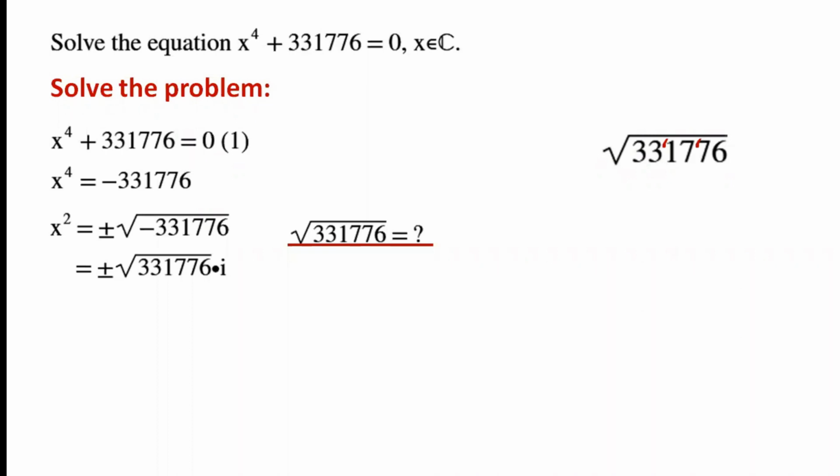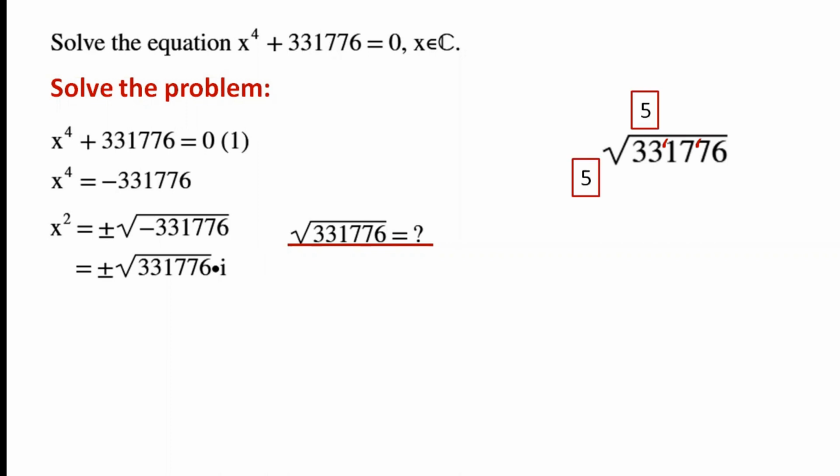First, we separate the digits of the number into pairs, starting from the decimal point. In this case, that's just after 6. So the first pair is 7, 6. The next pair is 1, 7. The last pair is 3, 3.